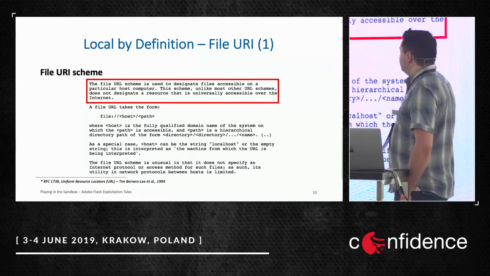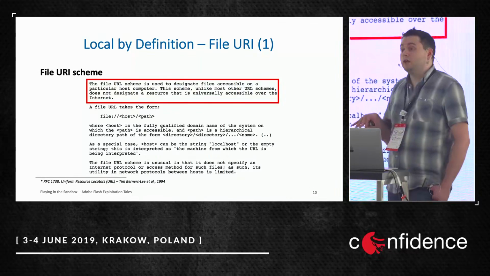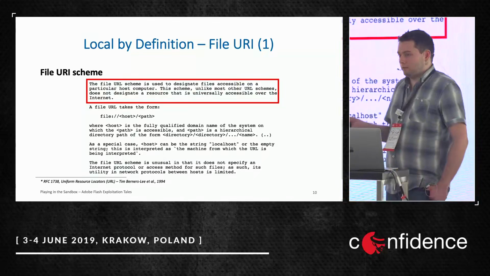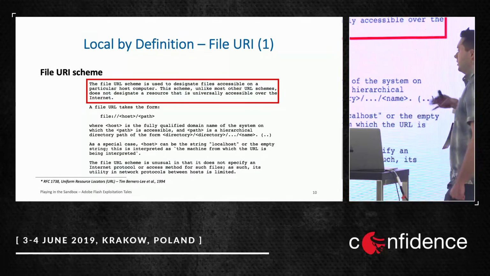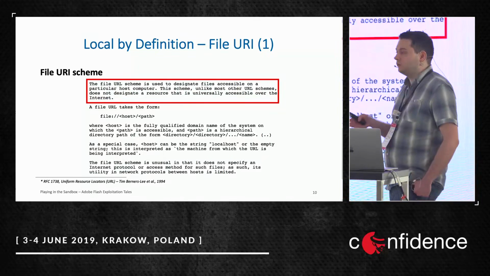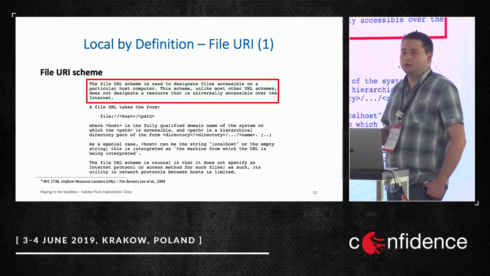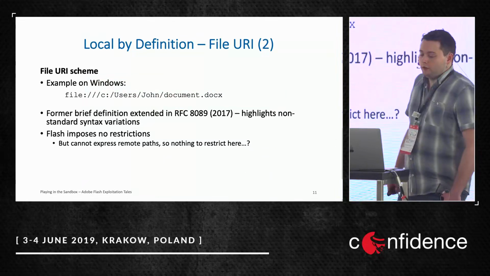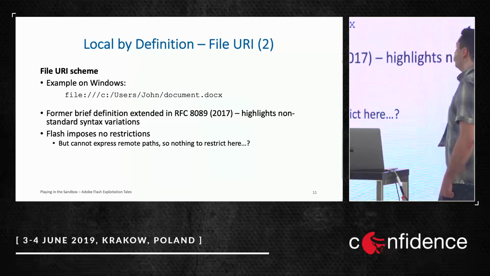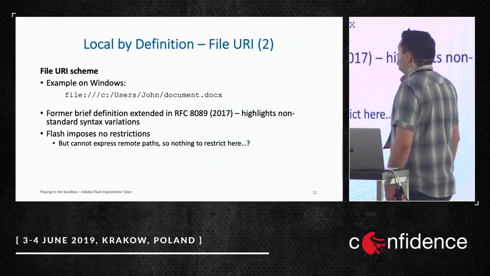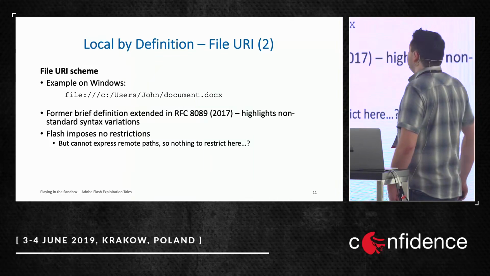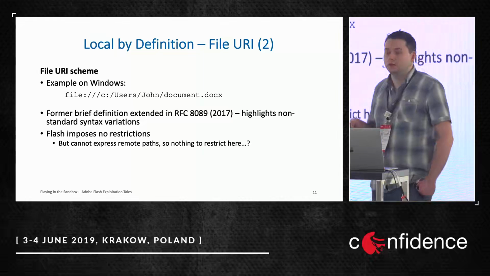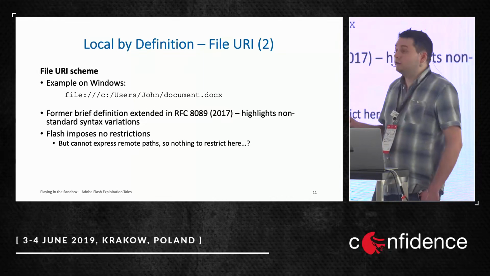But it turns out that because the RFC does not specify which protocol should be used to fetch this resource, basically every implementation out there just ignores the host identifier and assumes the path to be referencing the local file system. So here's an example on Windows, just a Word document hosted on the local C drive. And apart from the former RFC, there's another one just highlighting some non-standard syntax variations. But that's pretty much it for the file URI.